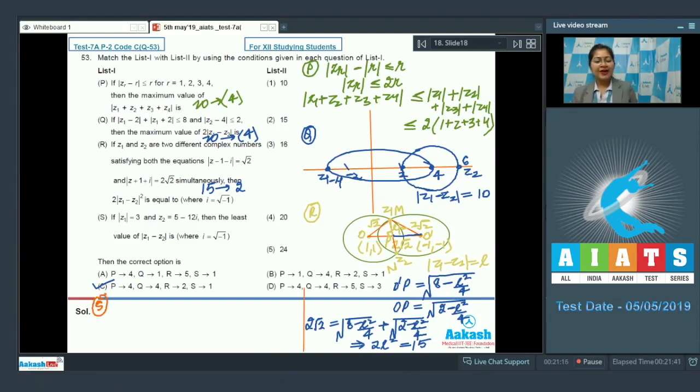Option S says that mod z1 is 3 and z2 is equal to 5 minus 12 iota. Then the least value of modulus of z1 minus z2 is. We know that mod z1 minus z2 is always greater than or equal to modulus of mod z1 minus mod z2. So it is greater than or equal to modulus of 3 minus 13, that is, it is greater than or equal to 10. So the answer will be option number 1. So we can say that option number C is the correct choice.